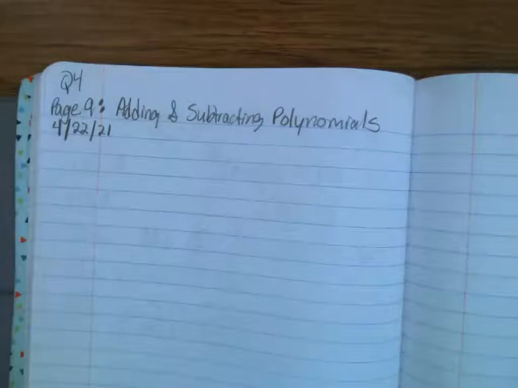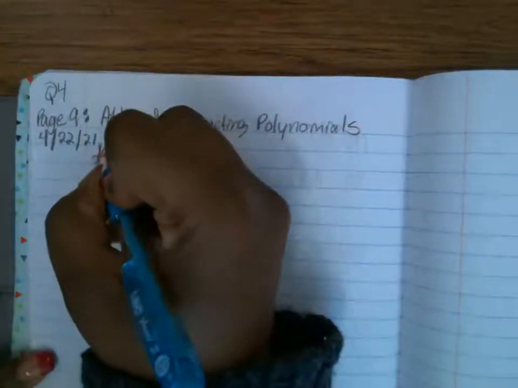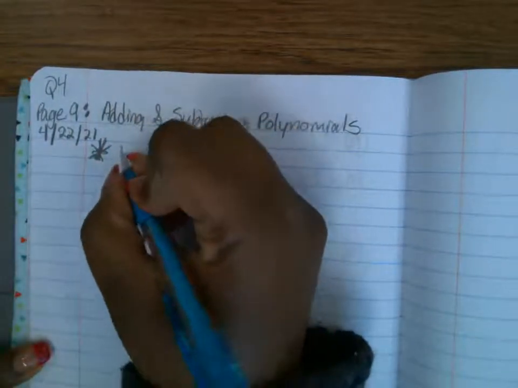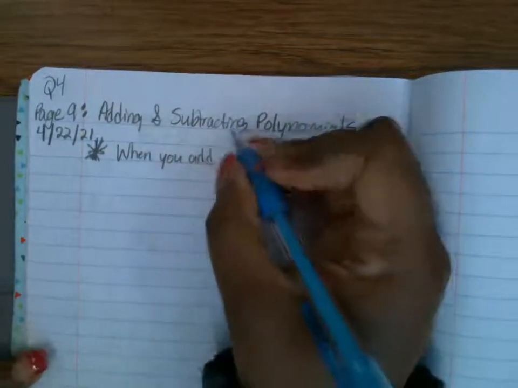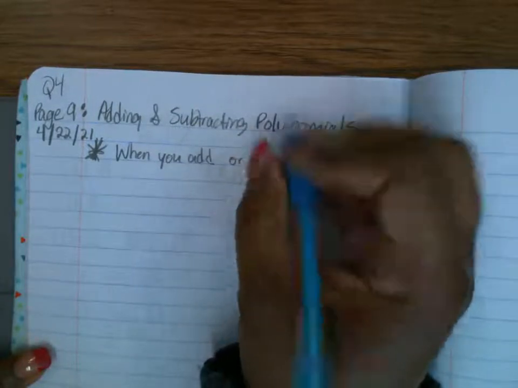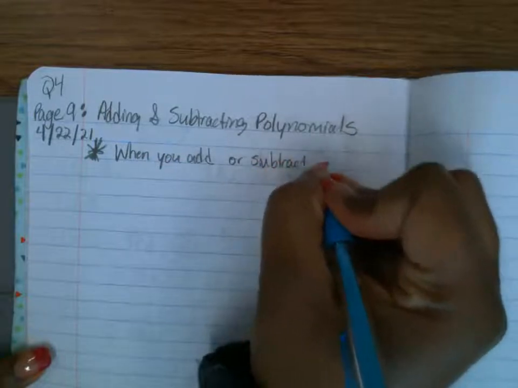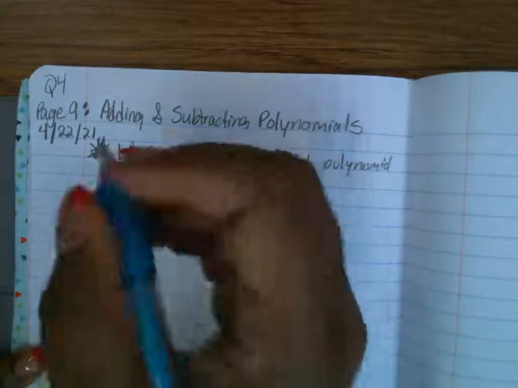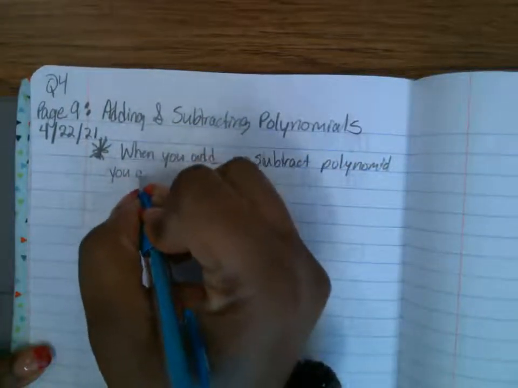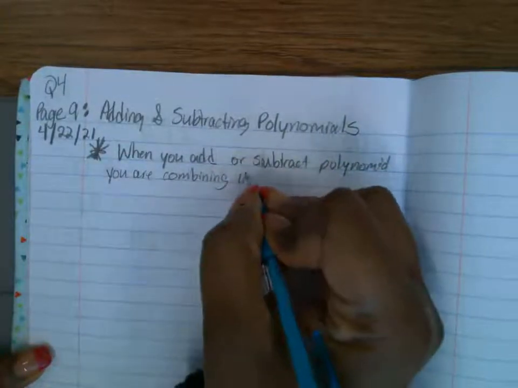When you are adding or subtracting polynomials, what you're really doing is combining like terms. Super duper important. So as we do with everything that's super duper important, we put a star beside it. When you add or subtract polynomials, you are combining like terms.